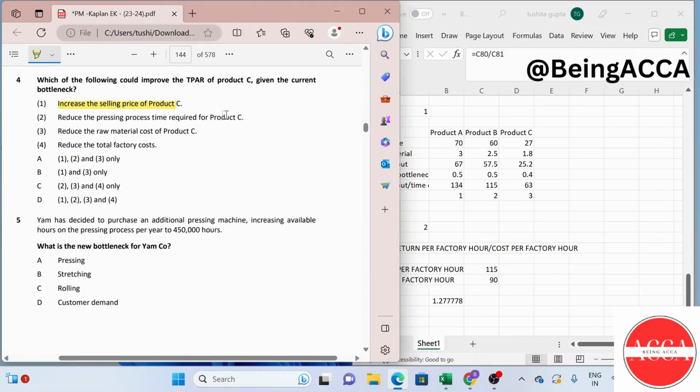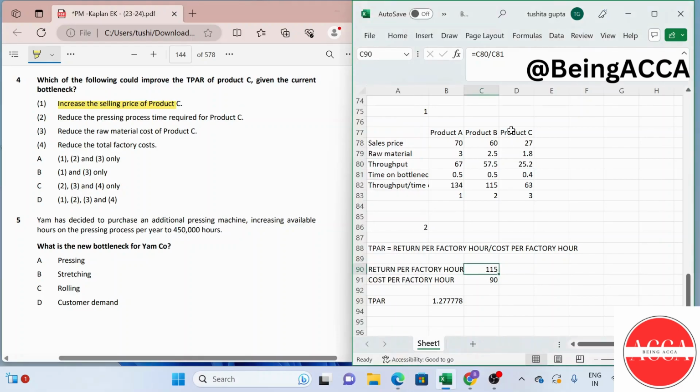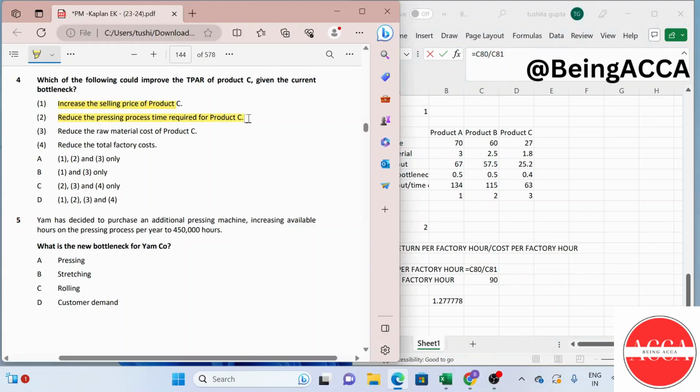Moving to reduce the pressing process time required for product C. In the denominator, we divided this by the time it takes on pressing. So if we reduce this time, this will reduce our denominator in the return, and this will increase our return. So if the return is increased, definitely your TPAR will also increase. Moving to the third one, reduce the raw material cost for product C. Again, the numerator will in fact increase, because what you are subtracting from the numerator is getting reduced. So this is also true.